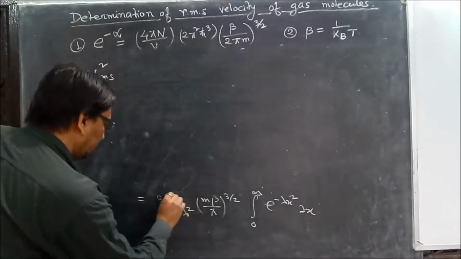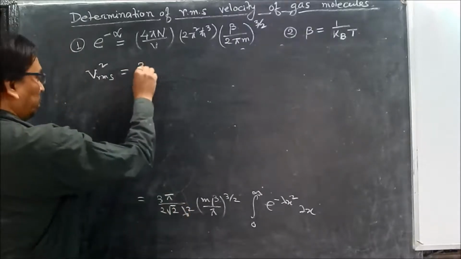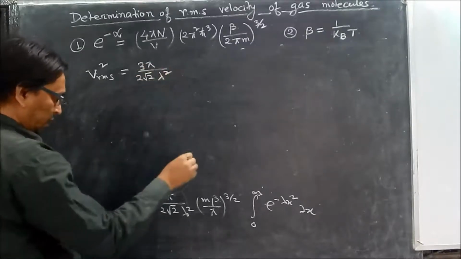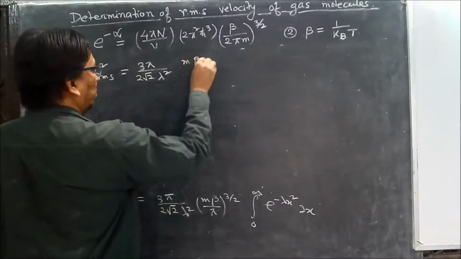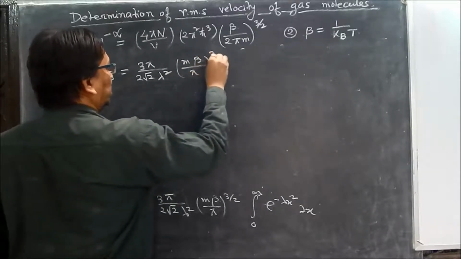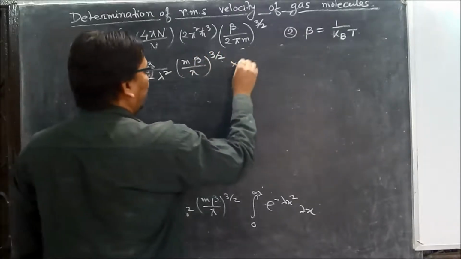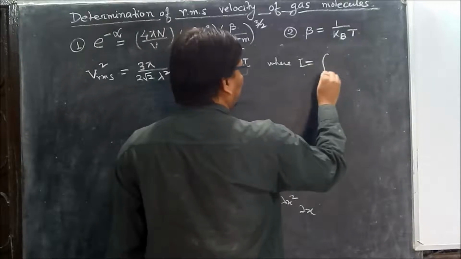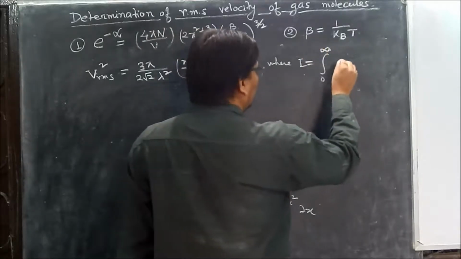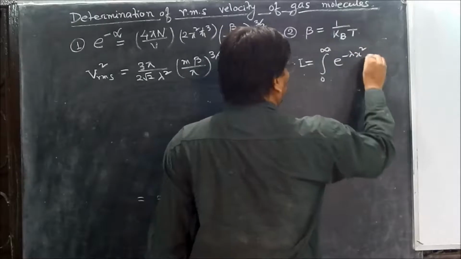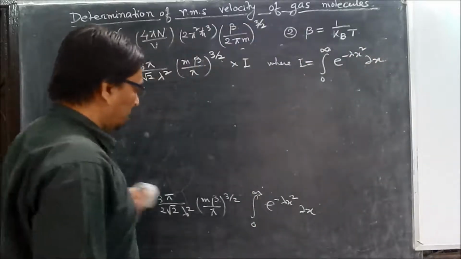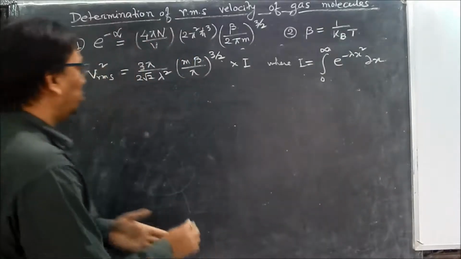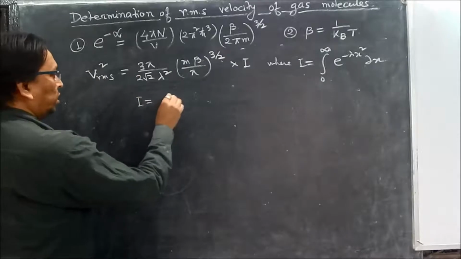Now this integral you have to do it separately. So this is equal to 3 pi by 2 root 2 lambda square, and that is equal to m beta by pi whole to the power 3 by 2 into, I am writing this I, where I equal to integration 0 to infinity e to the power minus lambda x square del x. So for this you have to use Jacobian, otherwise this is not possible. So you have to solve this by Jacobian. So you know Jacobian.